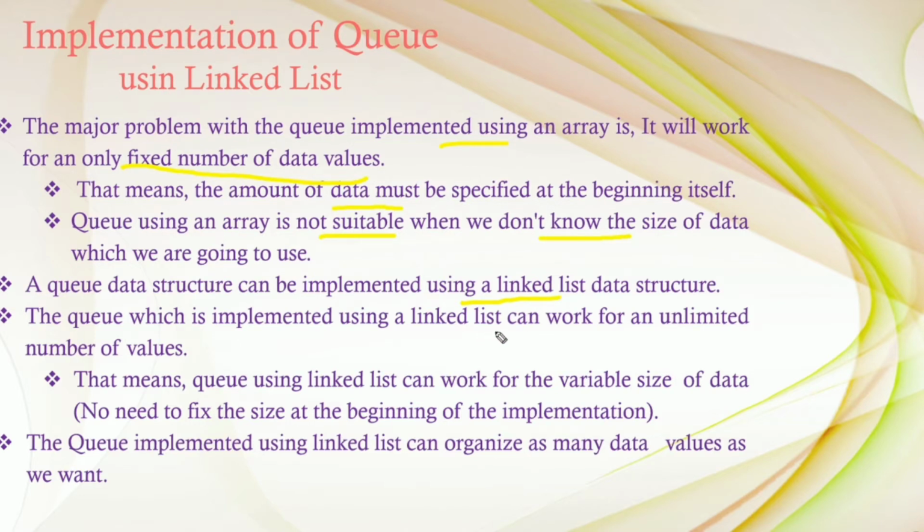This can work for an unlimited number of values, which means queue using linked list can work for variable size of data. Array works for the fixed number of data values, and linked list works for the variable size of data. It means no need to fix the size at the beginning of the implementation. And this implementation using the linked list can organize as many data values as we want. When we want we can add the elements, when we want we can remove the elements.